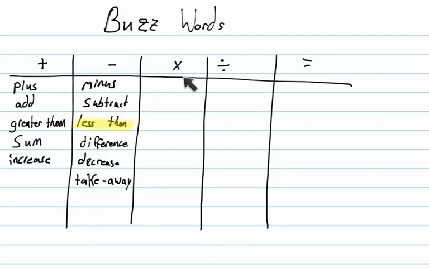That symbol. Multiply, yep. Other words. Product. Yeah, that's the result when you multiply. Times. You hear that like in elementary school? Product.